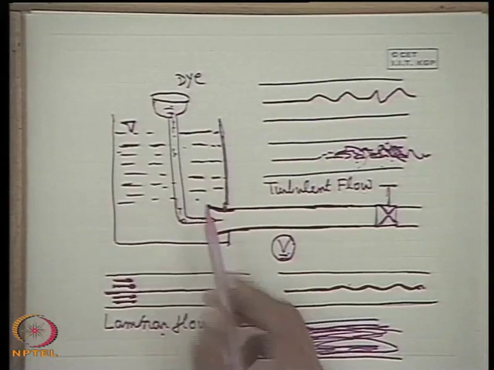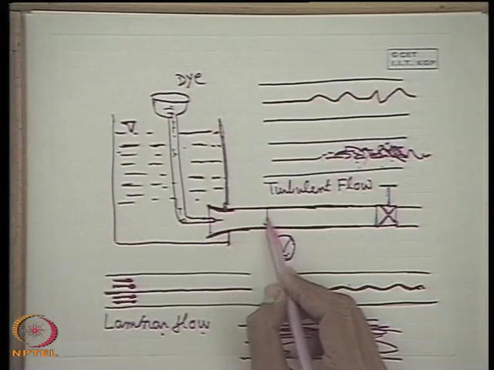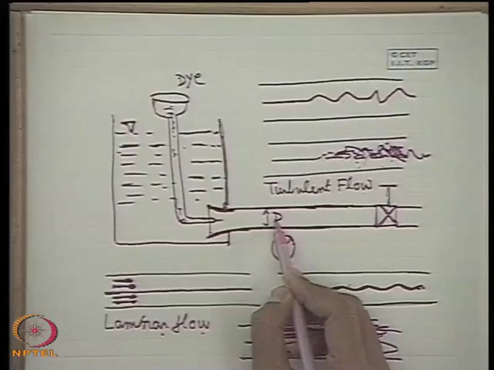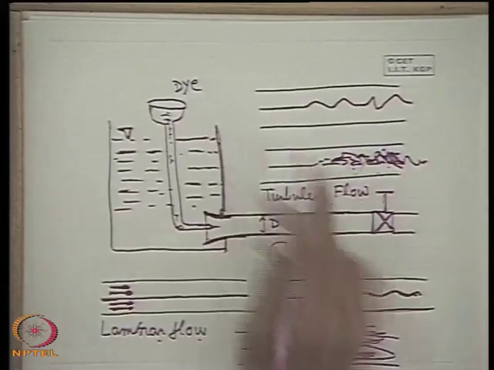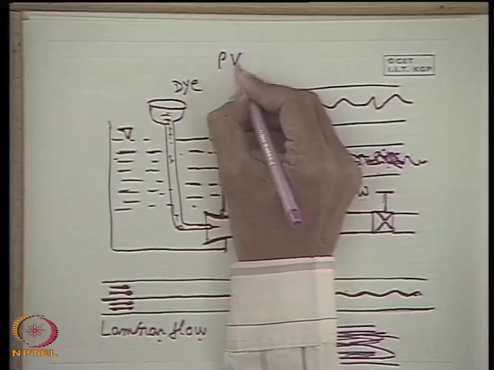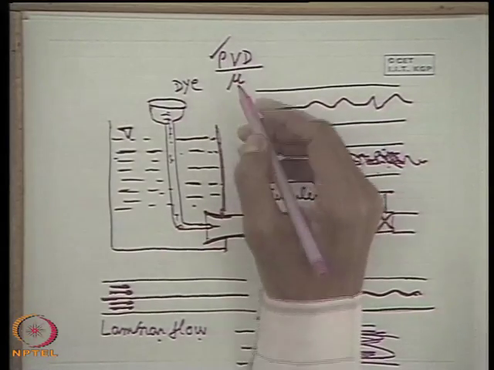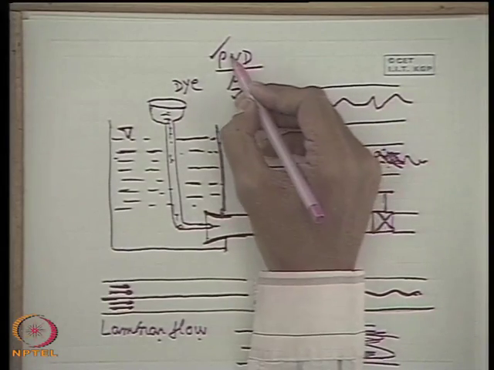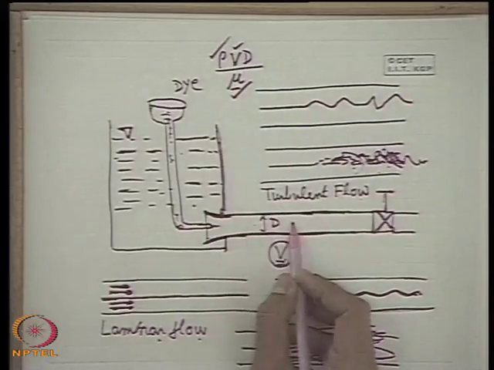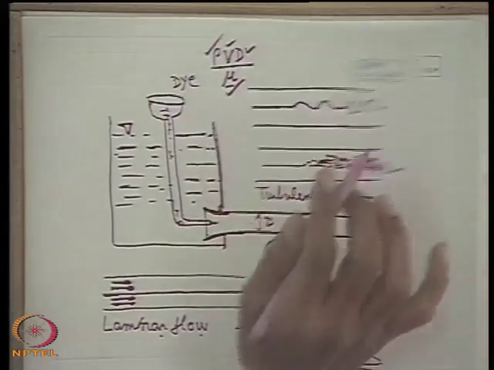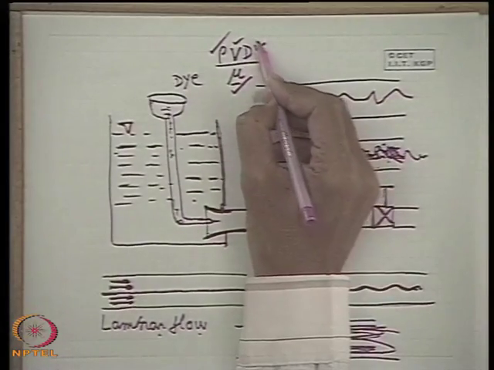And also he found that it depends upon the diameter of the pipe, and ultimately found a unique value of this parameter, the combination of rho V D by mu. Rho is the density of the fluid, mu is the viscosity of the fluid, V is the average flow velocity of the fluid, and D is the diameter of the pipe, sorry.